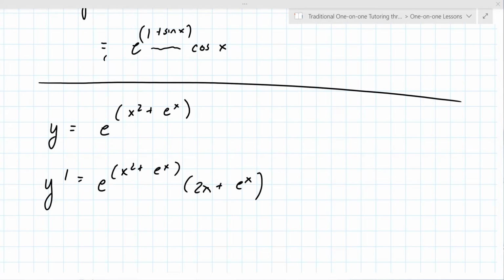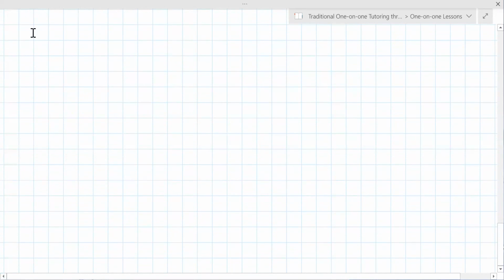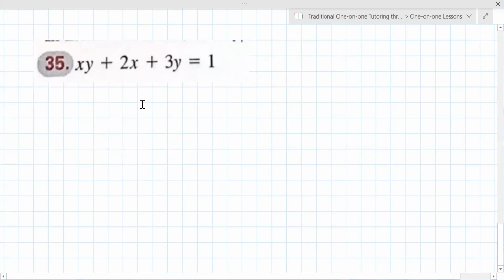Okay, so 35, still finding derivatives. 35 is the first implicit derivative. A lot of students find this challenging. Have we done implicit derivatives before together? I don't think so. I'm going to rewrite this because when we do it in this way, it'll maybe make more sense. You don't normally need to do this, but it'll help with what I'm trying to show you.